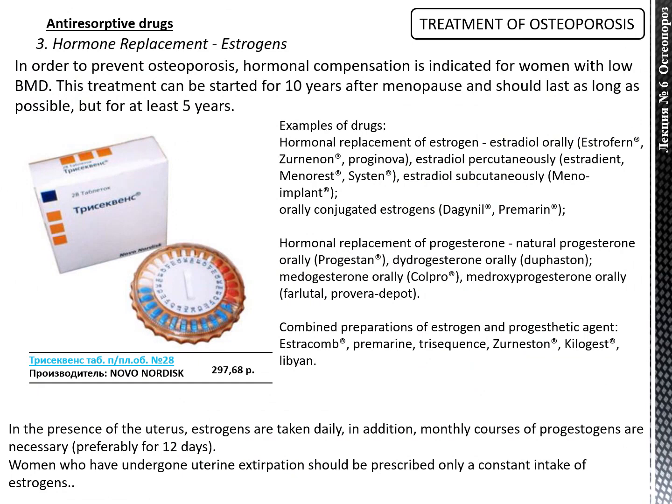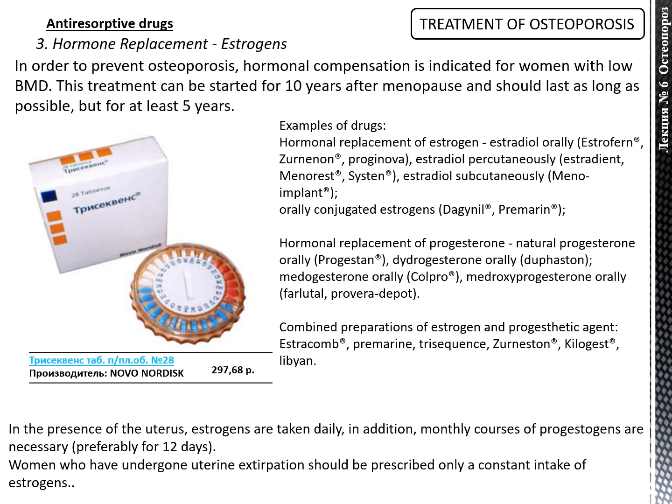Another group of antiresorptive drugs includes quite interesting drugs that are prescribed mainly by gynecologists for secondary osteoporosis against the background of, let's say, what is called menopausal syndrome in gynecology. That is, in order to prevent osteoporosis, hormonal compensation is provided to women with low bone mineral density. This treatment can be started up to 10 years after the onset of menopause and should last as long as possible, but not less than 5 years of admission.